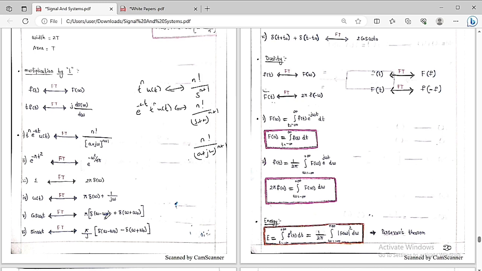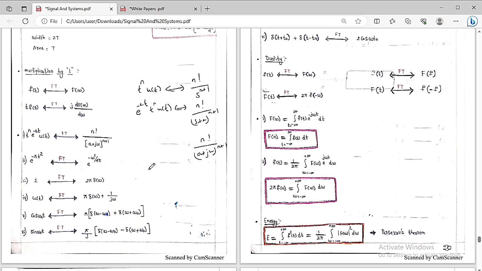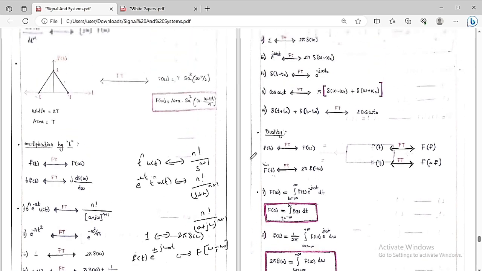So these formulas you always have to keep in your mind. If you know this formula, for 1, the Fourier transform is 2 pi delta of omega, and another formula, which is f of t into e to the power of plus or minus j omega naught t has the Fourier transform f of omega minus or plus omega naught. So you have to remember this: for 1, the Fourier transform is 2 pi into delta of omega, and for f of t into e to the power of plus or minus j omega naught t, the Fourier transform is f of omega minus or plus omega naught. Plus means here minus, minus means here plus. So with the help of this we have got this one.